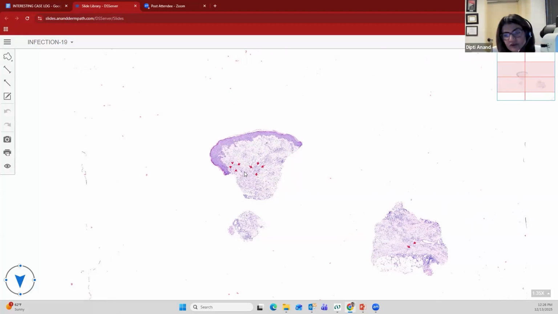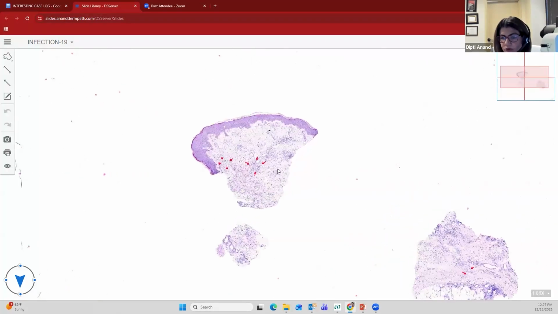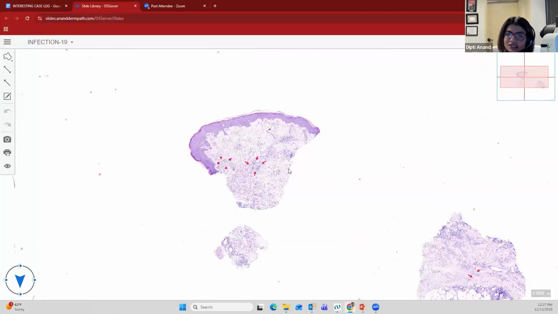So remember yesterday when we were talking about paraphenoma or sclerosing lipogranuloma, remember those holes and spaces we talked about in the tissue it produces? This is how lepromatous leprosy will look.